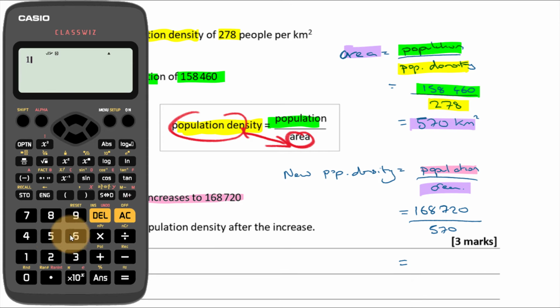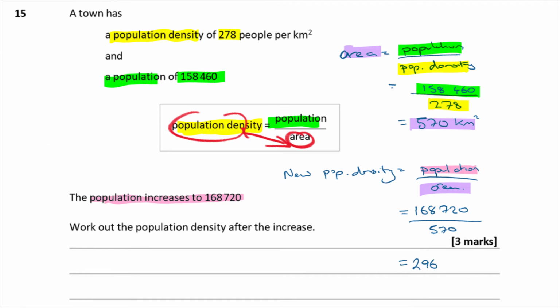So 168,720 divided by 570, that comes out to be 296. So 296, what's the unit? People per kilometre square. So that's people per kilometre squared. Okay, so that's my answer, 296.